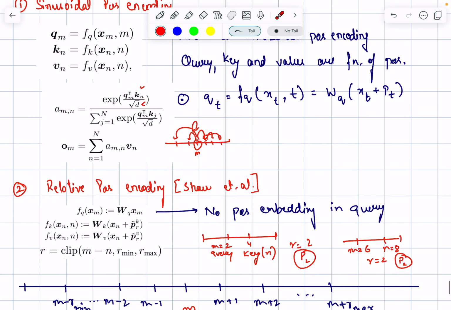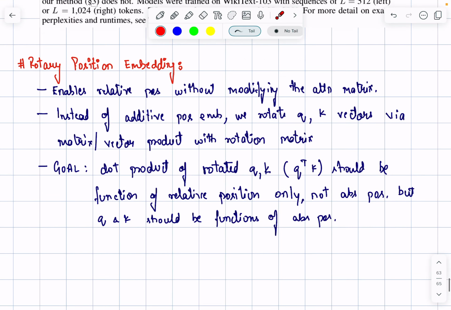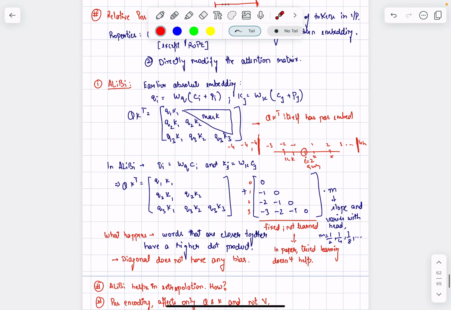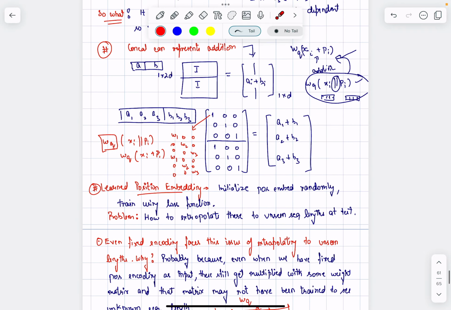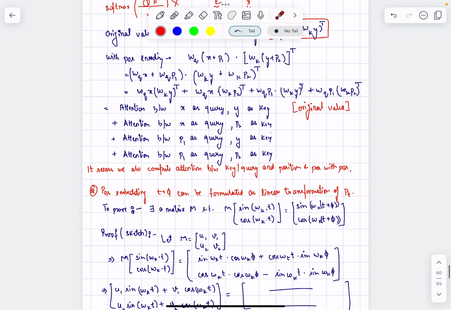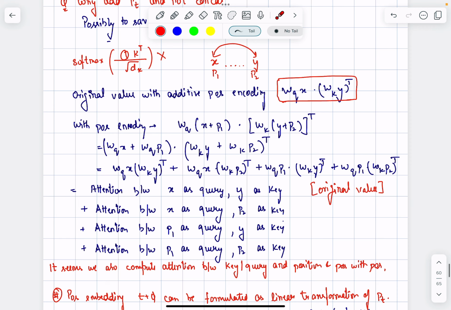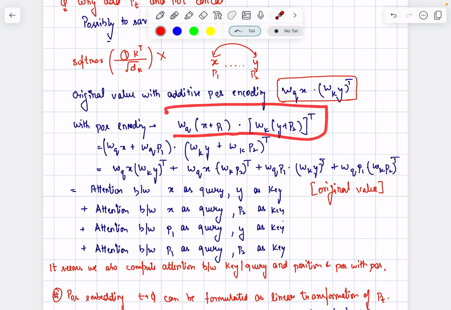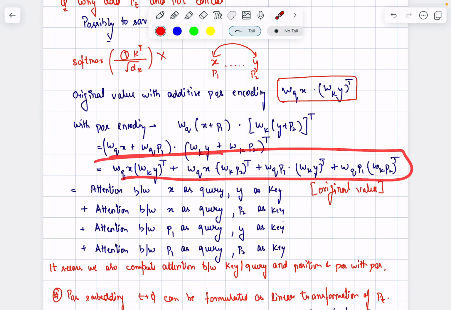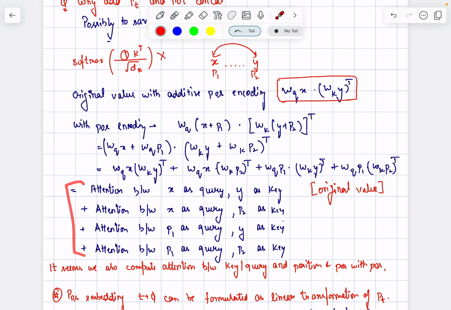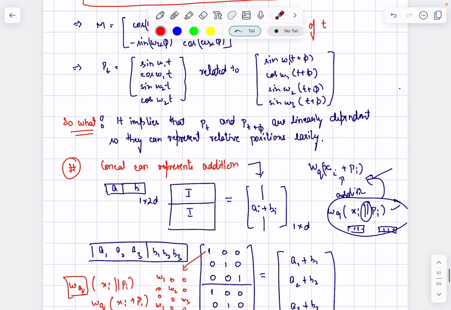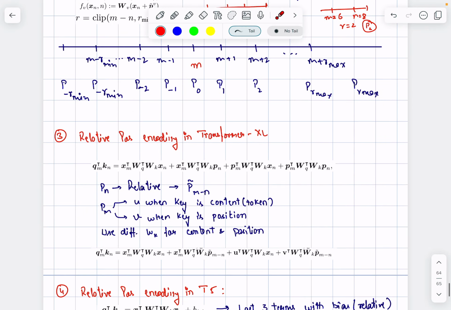formula. For example, the sinusoidal formula we saw a couple of lectures back. Let me zoom out a little bit. So what we did in this case is that we expanded this particular formula to get these four terms, which were attending between query and position, and query and key, and so on. So let me just revisit it here again.